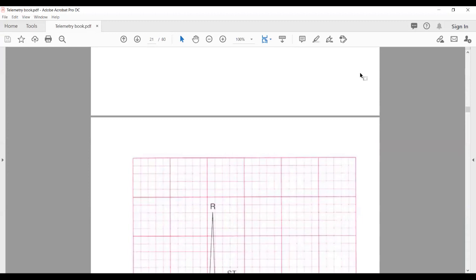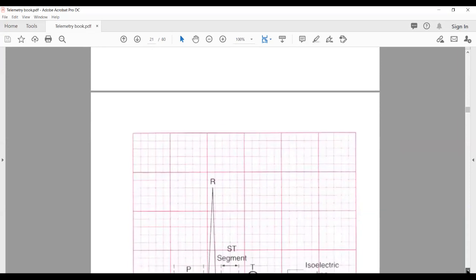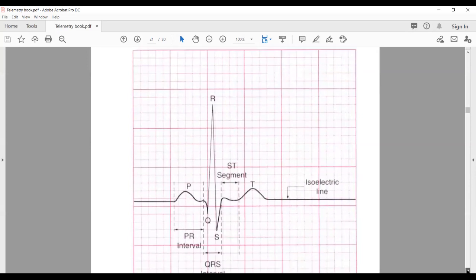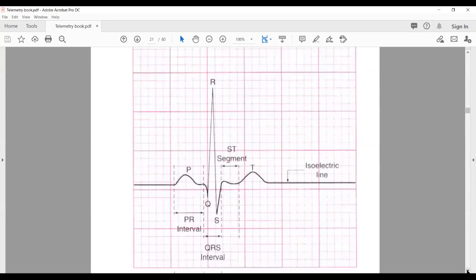It has conductivity, where it can conduct electrical impulses. It has contractility. It has rhythmicity and excitability. So the heart has all these different properties. It's really similar to the striated muscle that you have in our bones, except the heart muscle is not as striated.